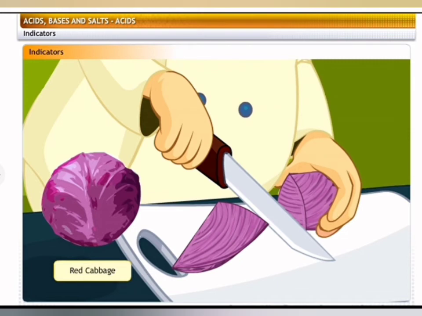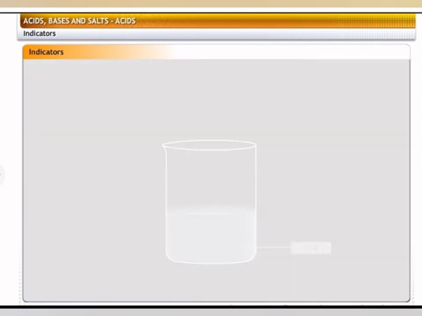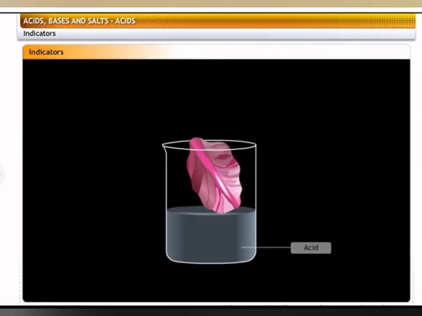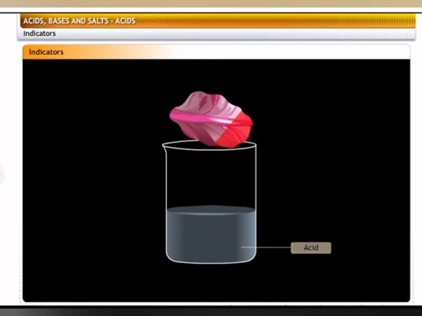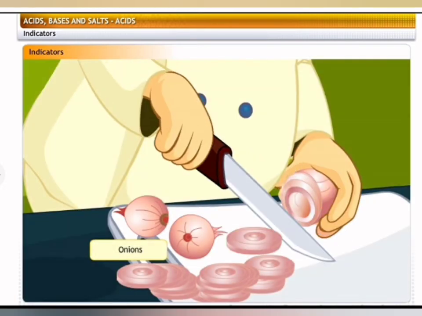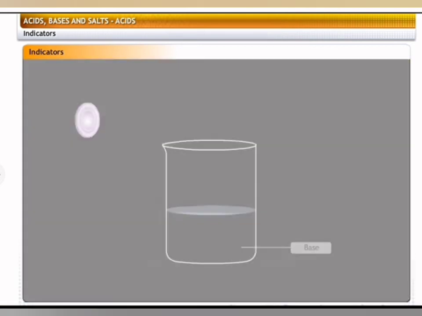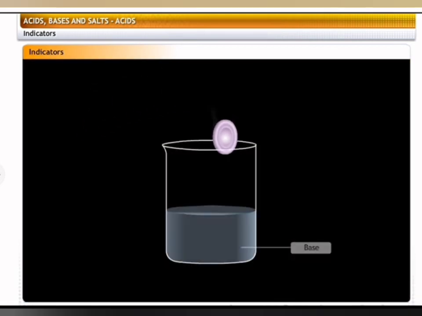An acid-base indicator is one which exhibits different colors in acids and bases. Red cabbage is a visual indicator used to detect acids. The cabbage leaves are purplish in color but turn red in the presence of an acid. Onions are called olfactory indicators because of their characteristic smell. This smell is destroyed by the action of a base.